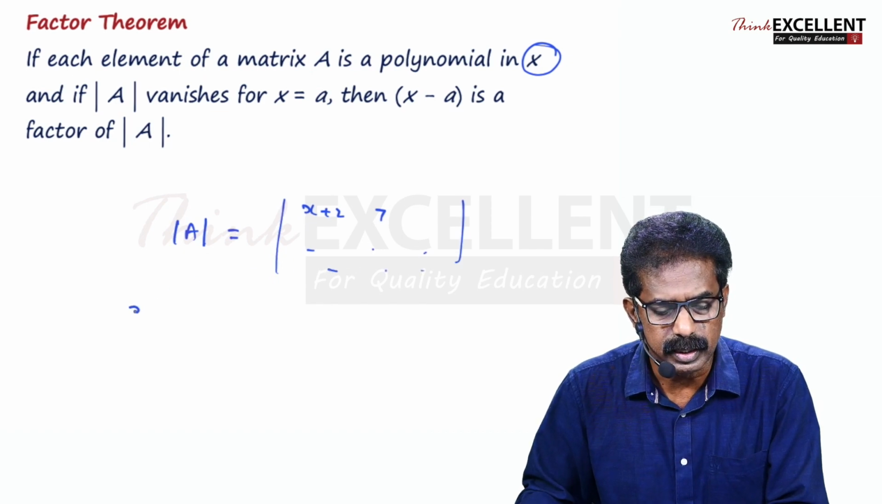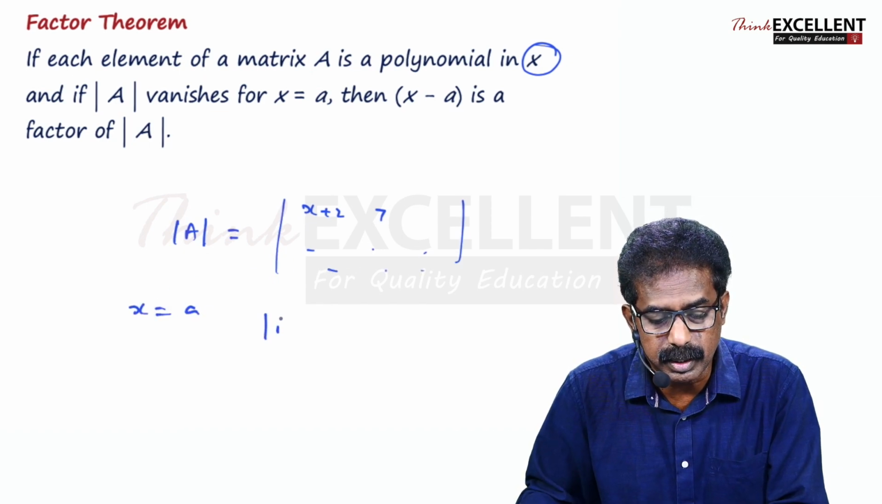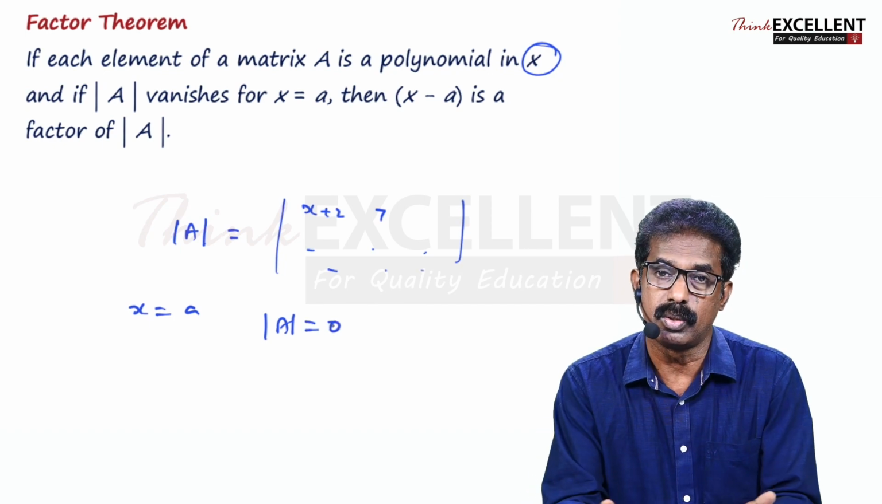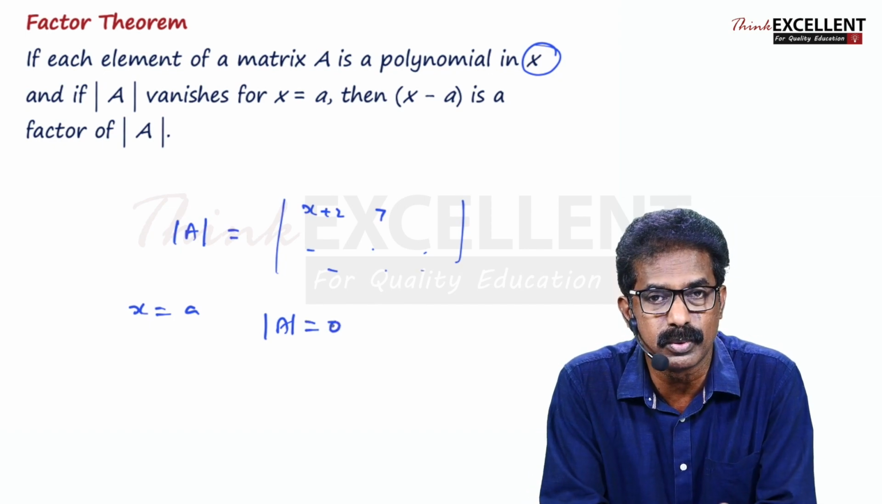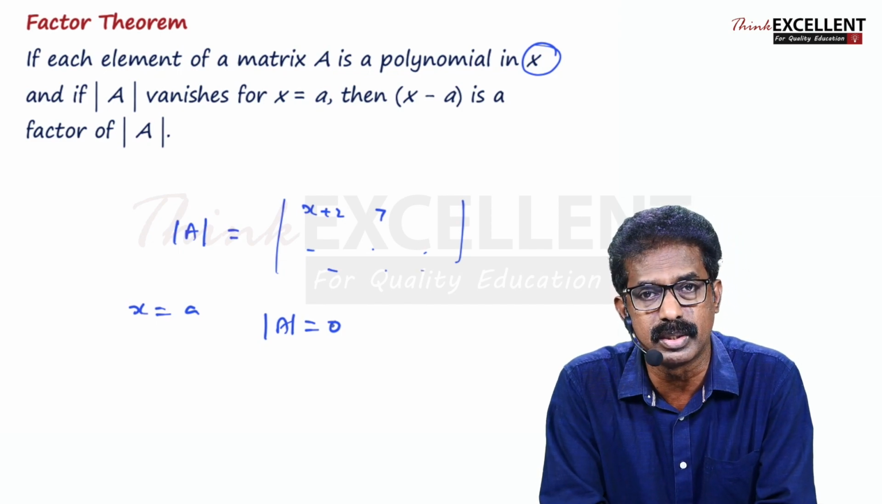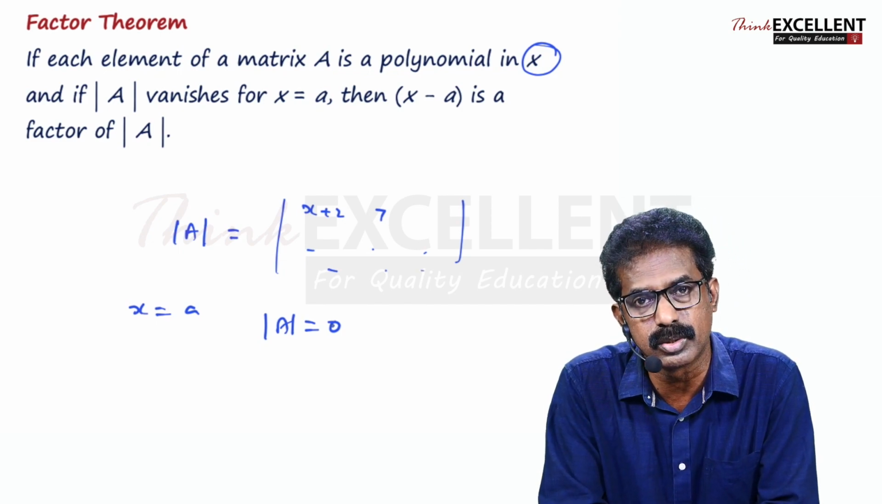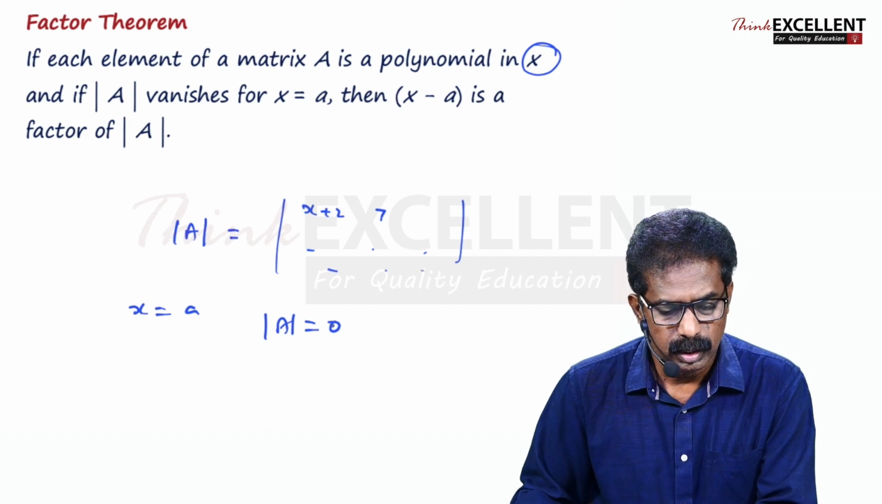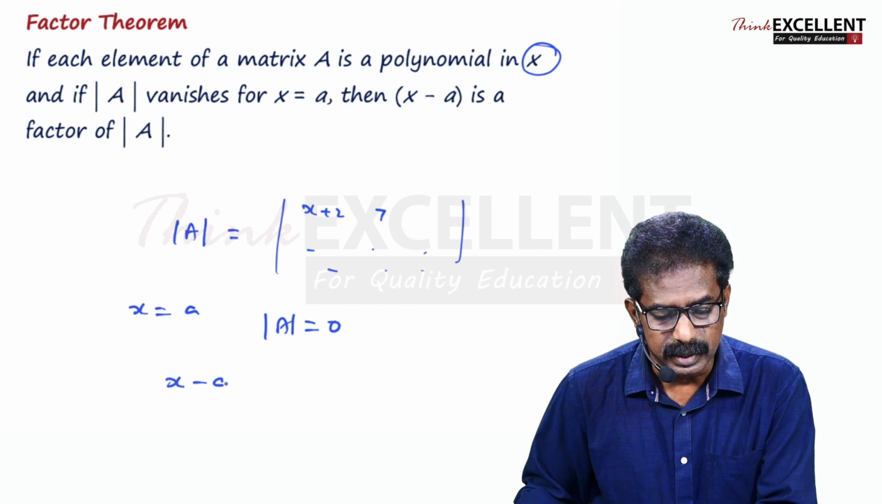So when you put x is equal to a, if determinant A vanishes, that is determinant A equal to 0. When can you say determinant is 0? If two rows are identical, proportional, or one row fully 0, then the value is 0. When you expand also you may get 0. Then you can say x minus a is a factor.